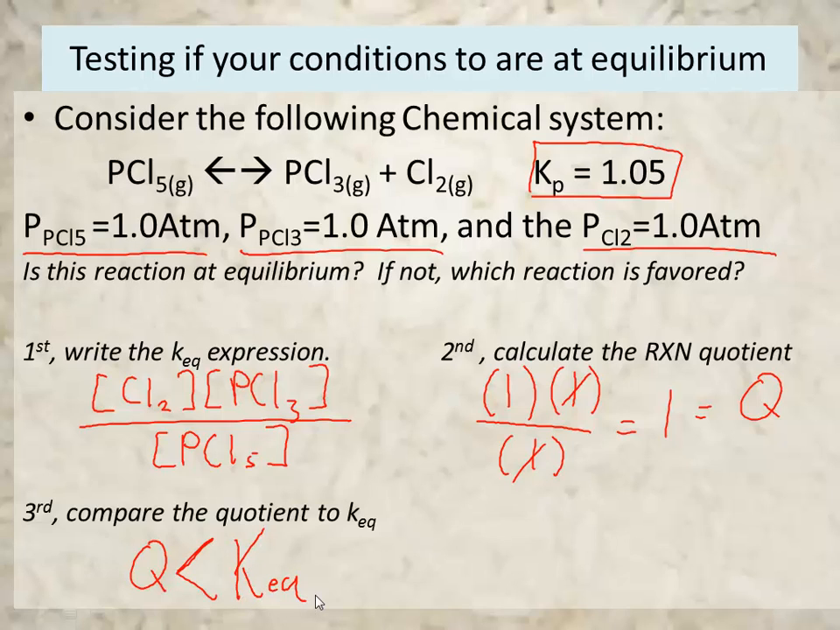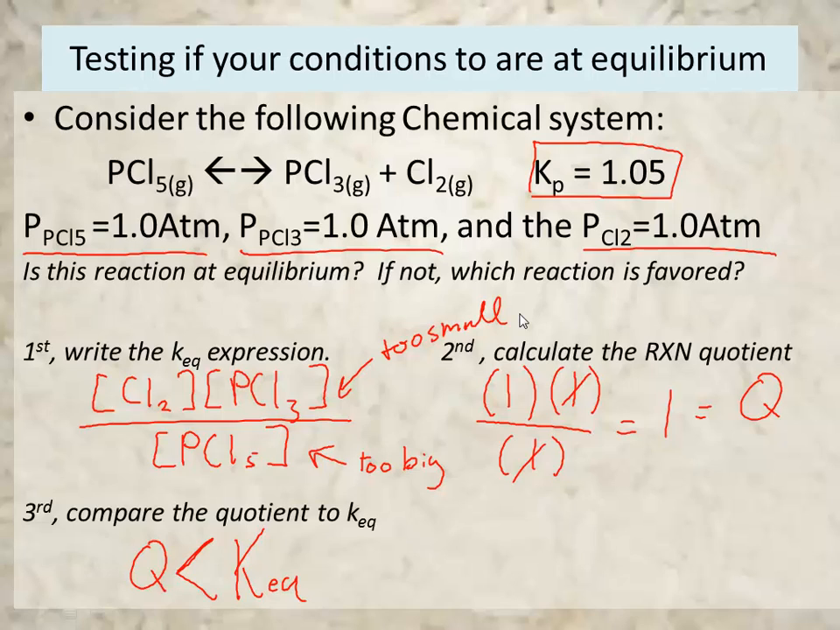So my conditions are too small, which means that this is too big, and up here is too small. My numerator's not big enough, and my denominator is too big. So what reaction am I going to be favoring? Let's think about that for a second. I'm going to favor the forward reaction.